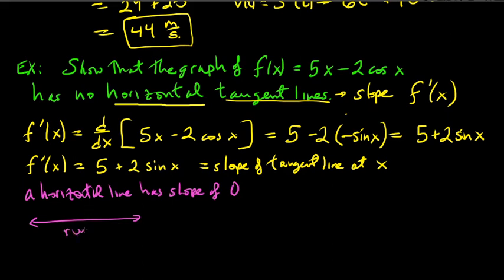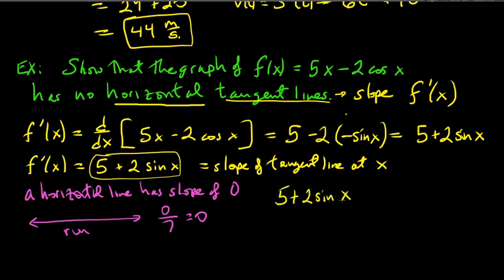It's all run. There's no rise. It's not going up or down at all. So 0 divided by anything is 0. Well, 0 divided by 0 is undefined, but 0 divided by 7 is just 0. So the slope of a horizontal line is 0. So how do we know there's no horizontal tangent lines? Well, if this is the slope, let's see what happens.